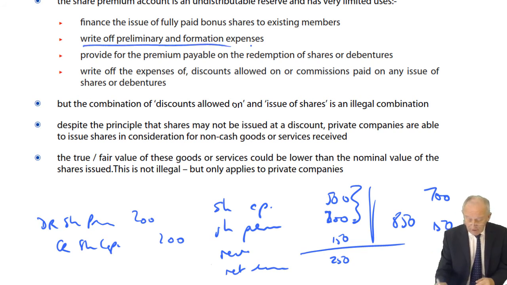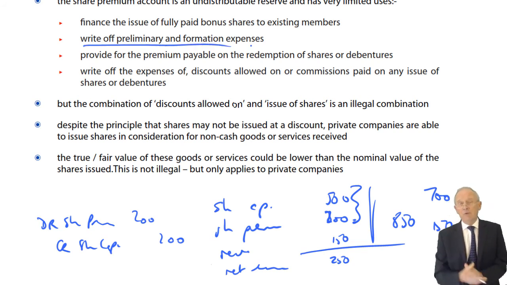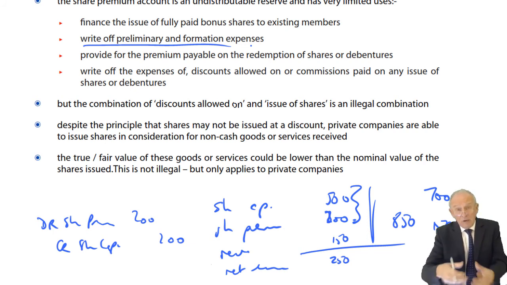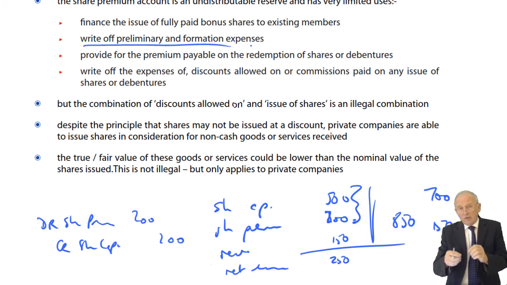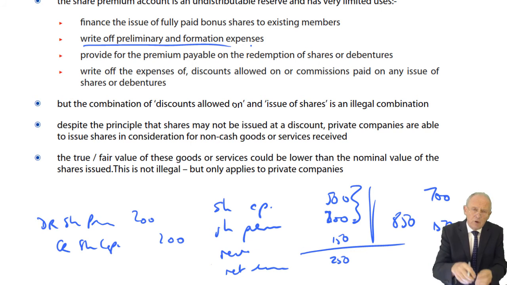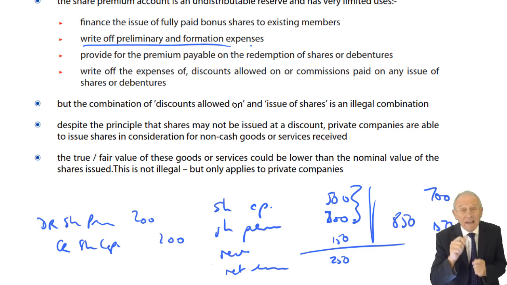The second one is to write off, and this only happens once, the preliminary and formation expenses. So when we have issued shares and we've credited our share premium account, all the time our promoter is incurring expenses. So when we pay cash, we could normally debit retained earnings, the profit and loss account, but we've no profits or losses there at the moment because we're only just starting. What we can do instead of debiting retained earnings is debit the share premium account.